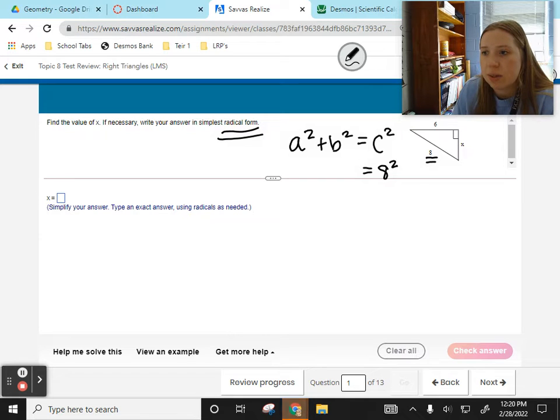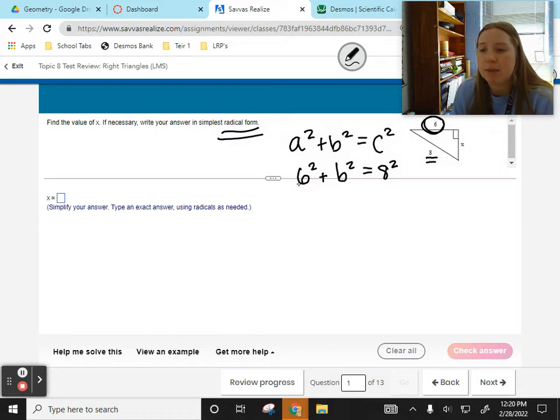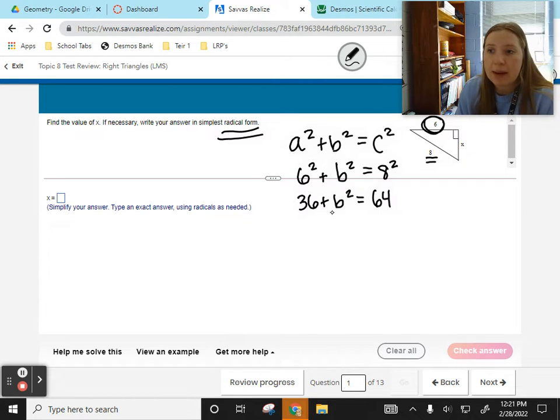Now, there's one thing we've got to be careful with here: that slanted side, our hypotenuse, is always C. So I'm going to plug in my 8 here. I'm going to leave B as my variable, and then my other number, 6, is going to be over here. So now I get to go ahead and simplify. 6 squared I know is 36. 8 squared is 64. I want to get B by itself, so I'm going to subtract 36 from both sides.